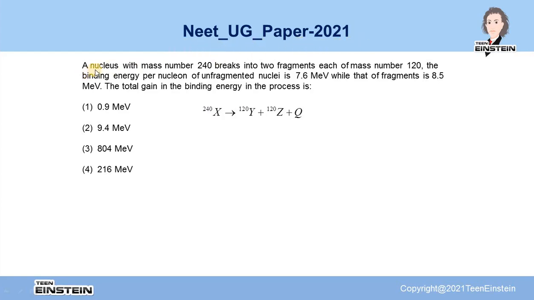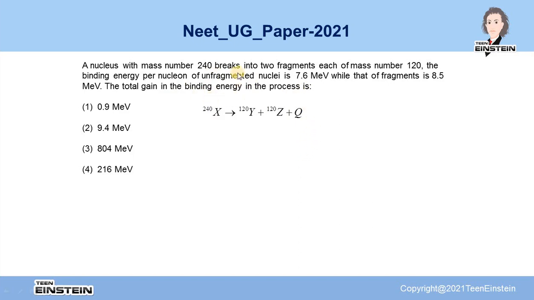Here is the problem. The problem states that a nucleus with mass number 240 breaks into two fragments of each of mass number 120. The binding energy per nucleon of unfragmented nuclei is 7.6 MeV, while that of fragments is 8.5 MeV. The total gain in the binding energy in the process you have to calculate.